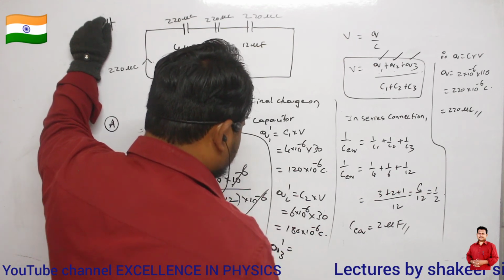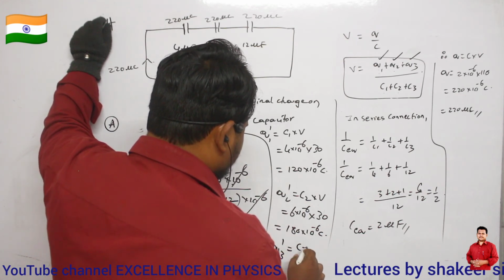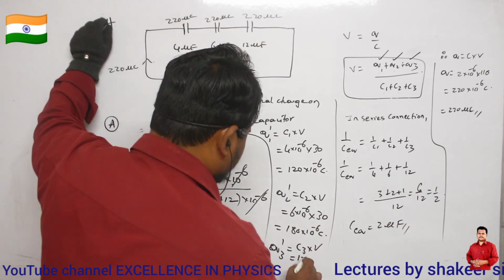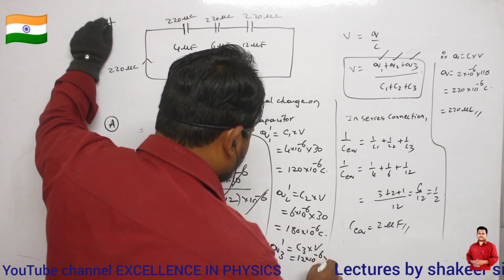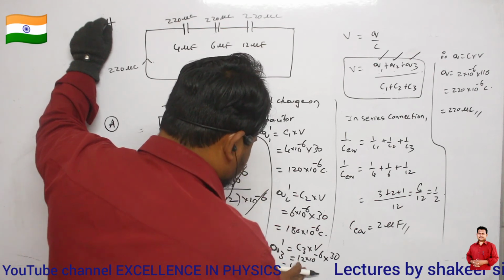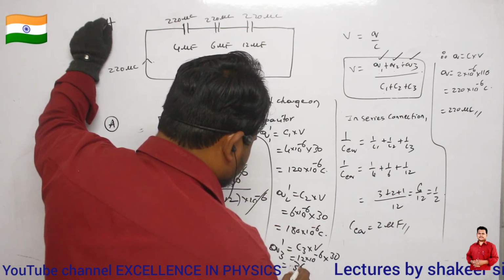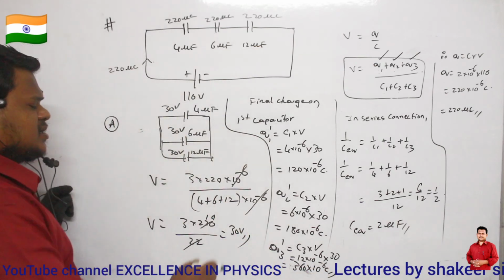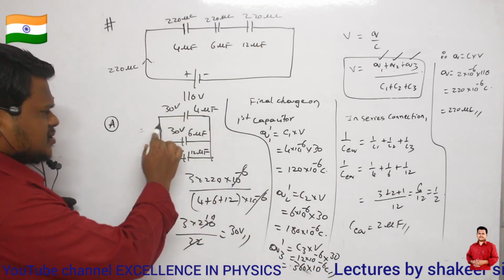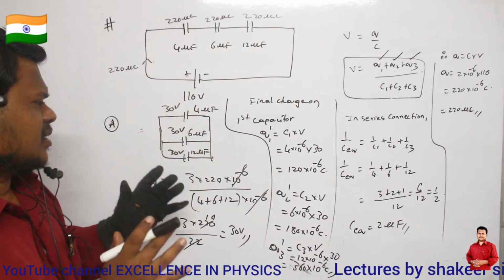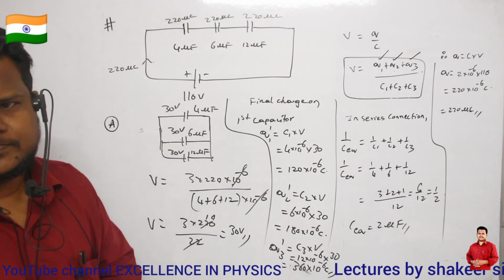Similarly Q3 dash. Q3 dash is C3 into V. The capacitance is 12 into 10 power minus 6, multiplied by 30. So 12 3s are 36, so 360 into 10 power minus 6 coulombs of charge. These are the final charges present on each capacitor after we connect them in parallel. This is our question.